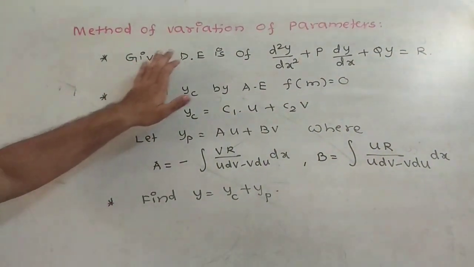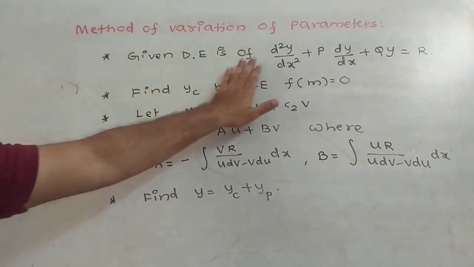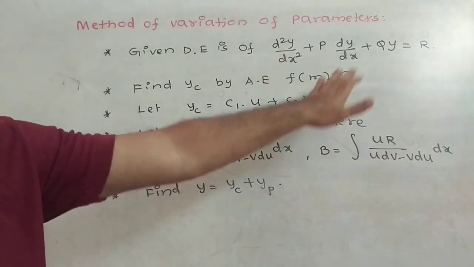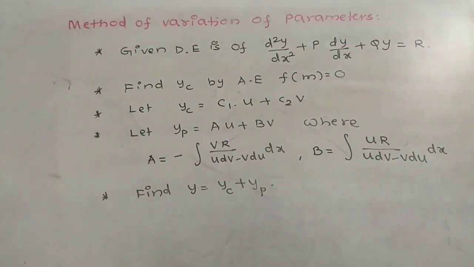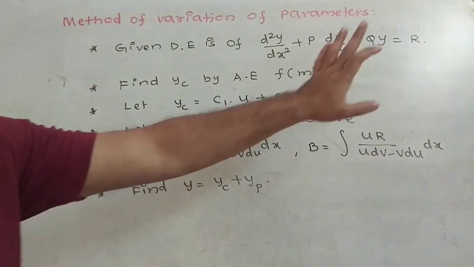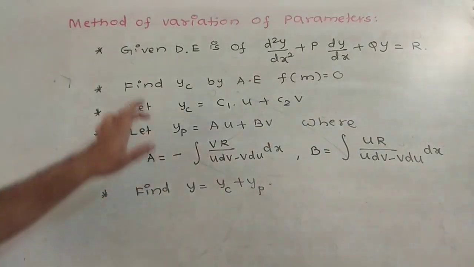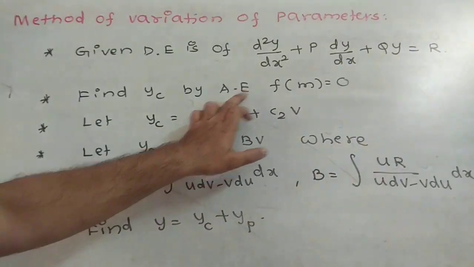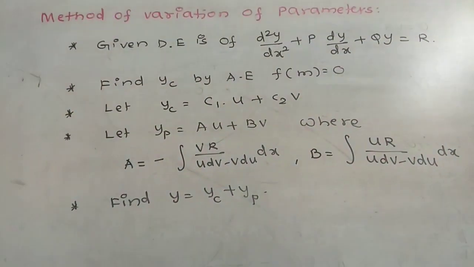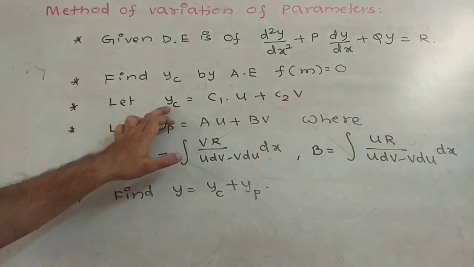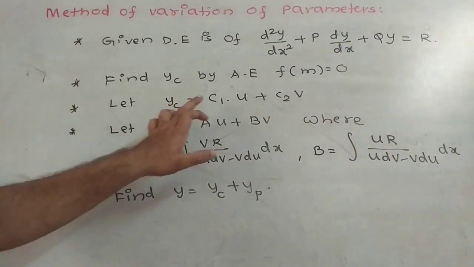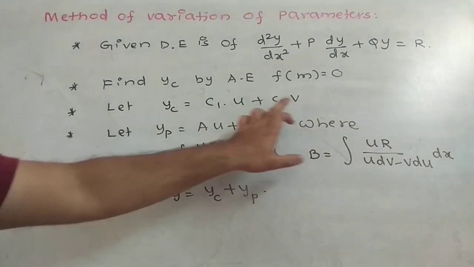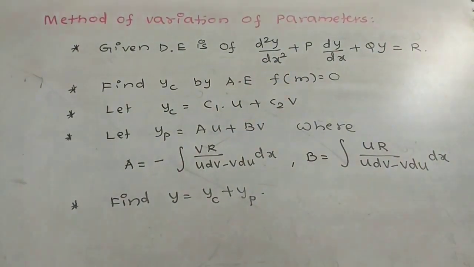The first step is that the given differential equation should compulsorily be in the form of d square y by dx square plus p dy by dx plus qy equal to r. Here p, q and r are functions of x. Now find the complementary function by finding the auxiliary equation f of m equal to 0, and suppose yc, the complementary function, is equal to c1 into u plus c2 into v, where u and v are functions of x.